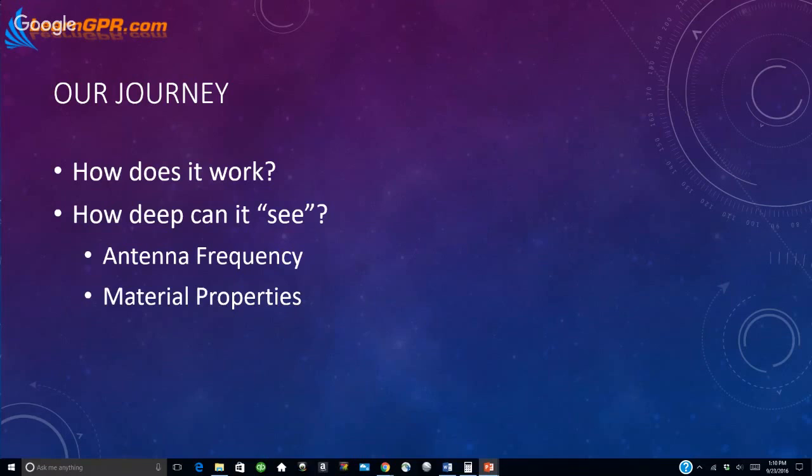In order to understand how deep it can see, we're going to look at two things: antenna frequency and the physical properties of materials, because those are the two things that drive how deep your GPR can see, and they drive what your success rates are going to be on any given project. So what kind of frequency are you using, and what are the materials you're going to be surveying within, and will that allow your GPR to see deep enough, or with enough clarity, to identify your buried utilities?